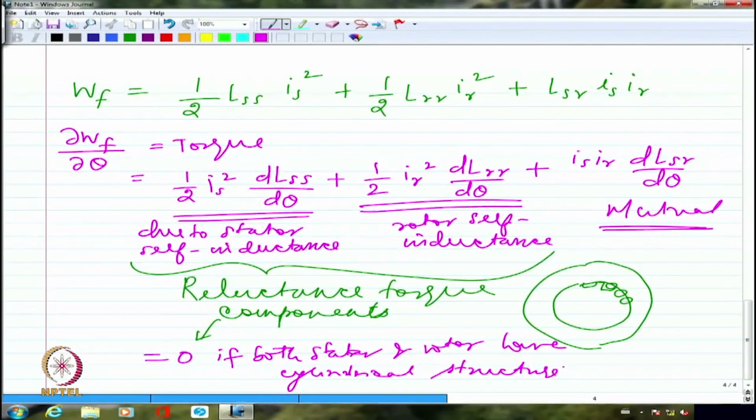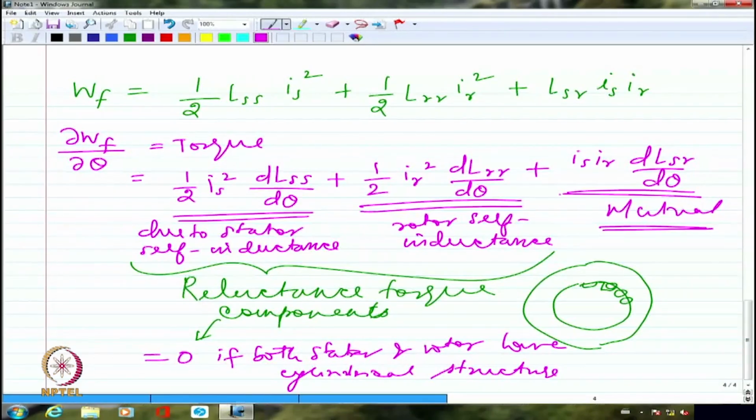So if both of them have cylindrical structure, the air gap is uniform. Because the air gap is uniform, I will not see normally any torque produced because of the reluctance variation at all, because there is no reluctance variation, absolutely. Whereas this generally will always be there in most of the machines, provided I excite both stator and rotor.